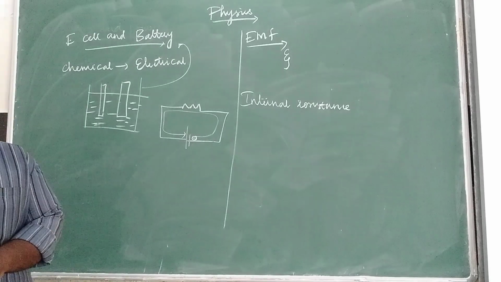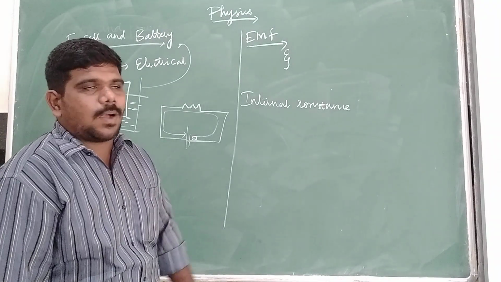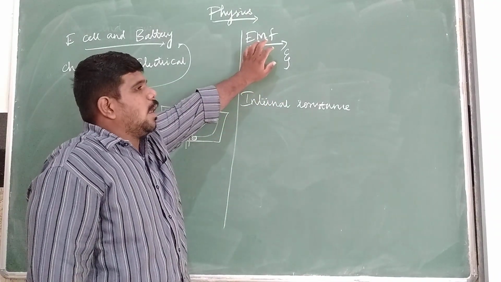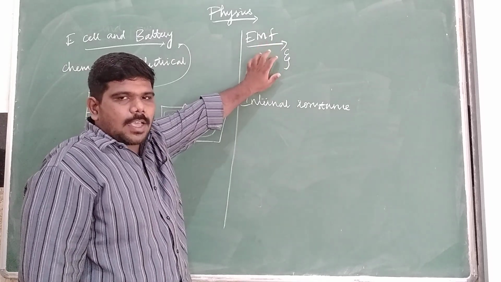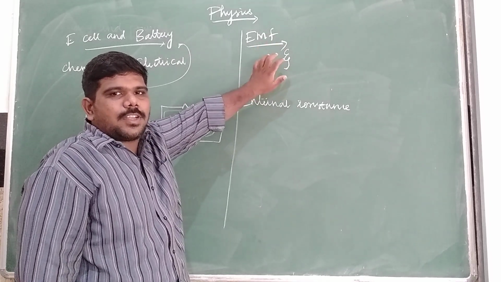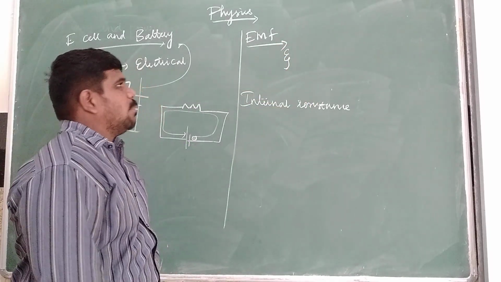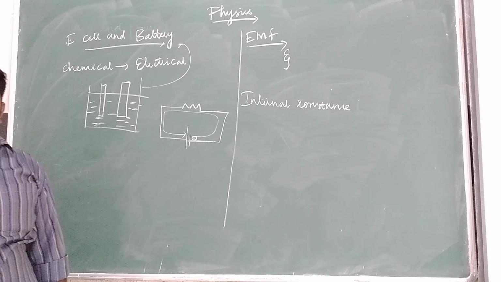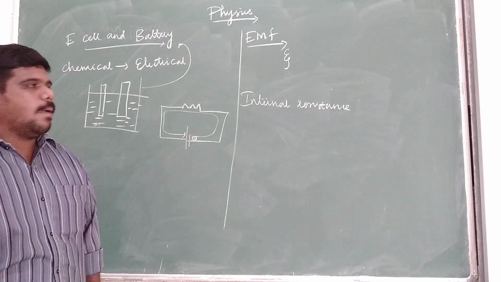Clear? So what is EMF, the electromotive force? A source, a battery or a cell, is a source of electromotive force. Electromotive force is a misnomer, meaning it's not actually a force. It describes the potential difference in volts. So a battery or a cell is a source of an EMF.